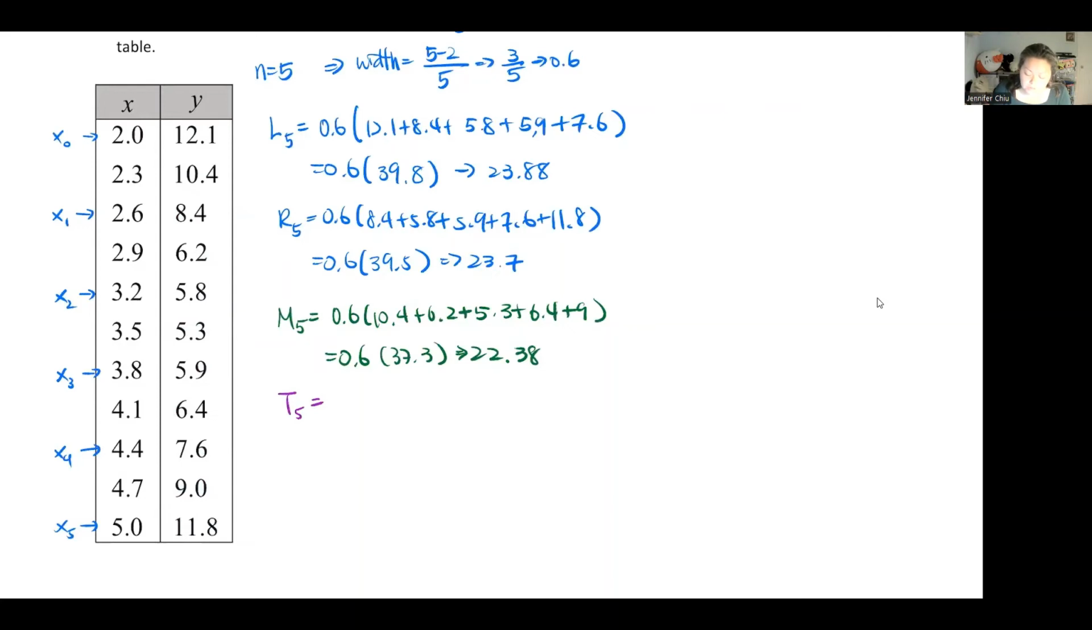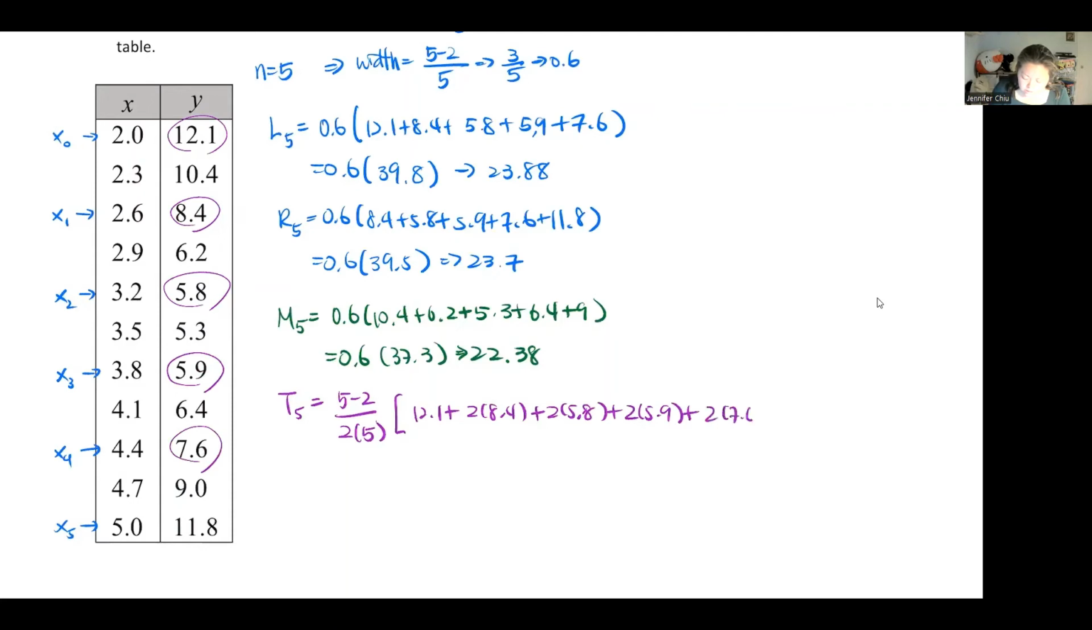The formula for trapezoid is B minus A over 2n times the first y value, 12.1, then double the next, double the next, double the next, and double that, and the last one we don't double. Then your outside value is 0.3, because it is essentially our width divided by 2. Our width was 0.6, divided by 2 is 0.3.